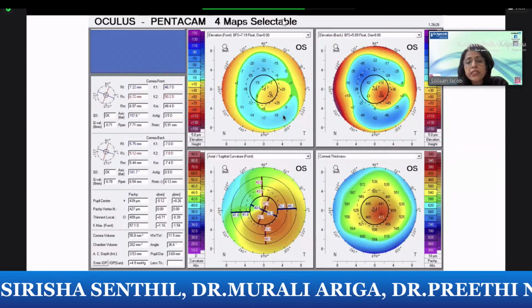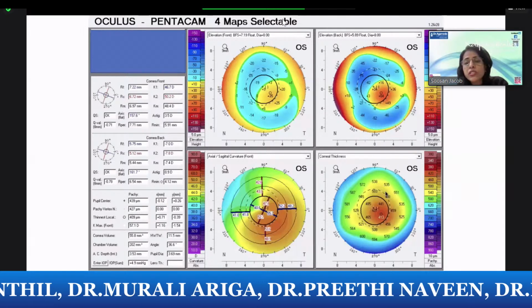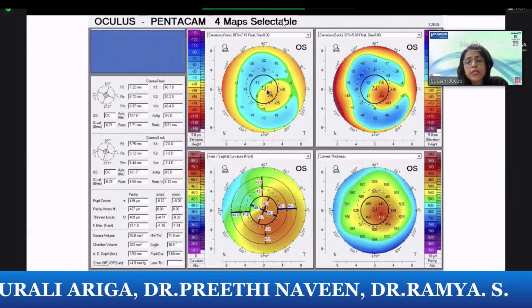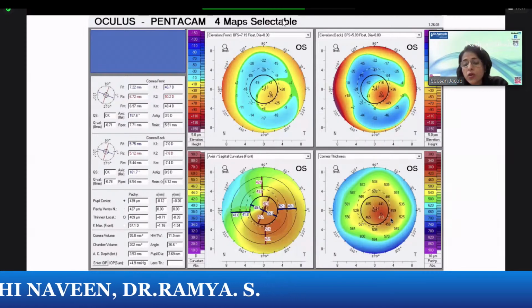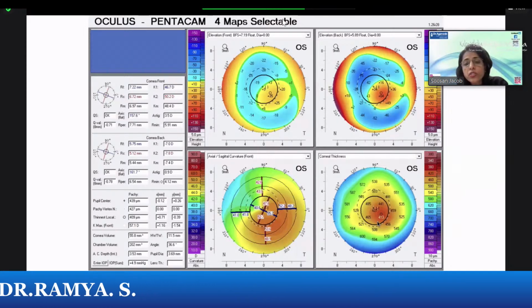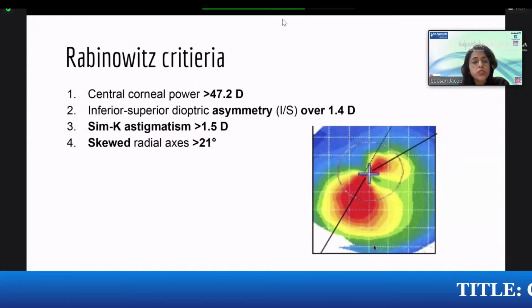The other thing is the coincidence of all these abnormalities: the anterior elevation is higher, the posterior elevation is higher, the thinnest point is where the cornea is thinned down and it's ectatic. And if you look, it's all in the same zone or the same area of the topography, which again is a major pointer towards keratoconus.